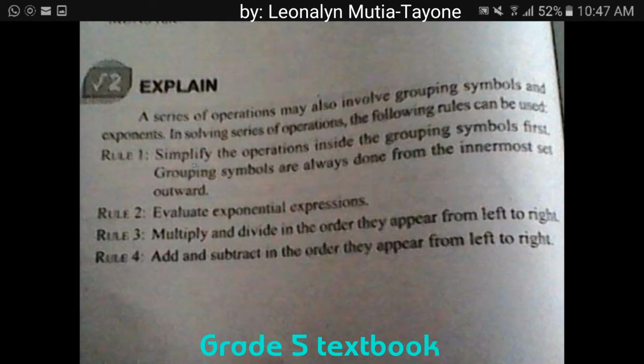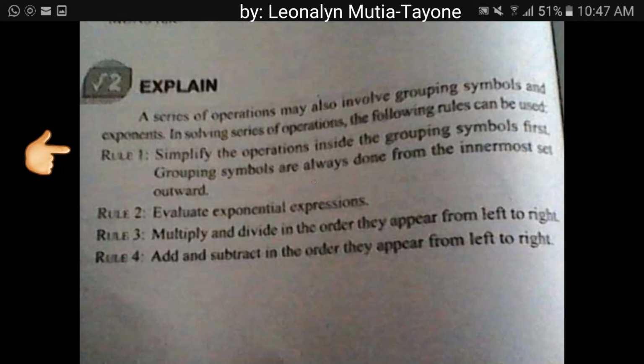Grade 5 textbook. Rule 1: simplify the operations inside the grouping symbols first. Grouping symbols are always done from the innermost set outward. Rule 2: evaluate exponential expressions. Rule 3: multiply and divide in the order they appear from left to right. Rule 4: add and subtract in the order they appear from left to right.